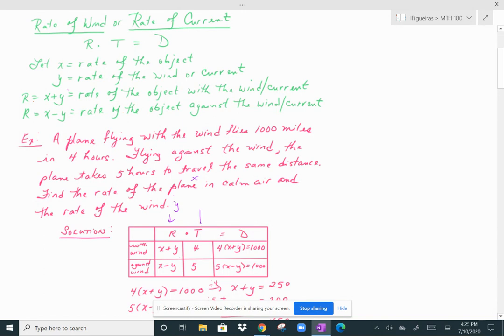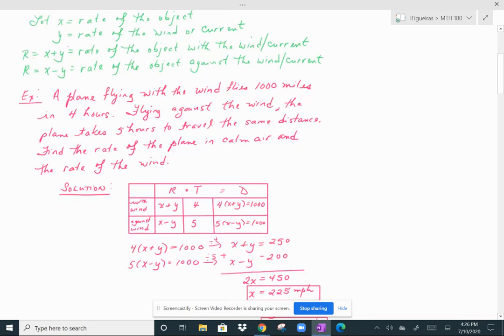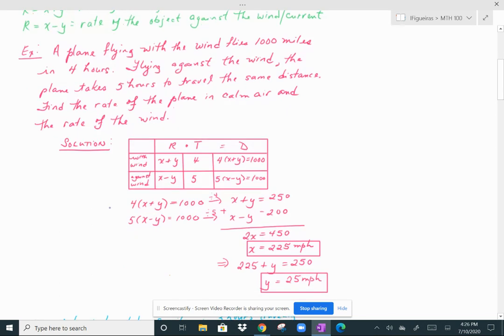You're told it takes 4 hours going with the wind, but 5 hours going against the wind, and it travels 1,000 miles. So your distance column is rate times time. So I have 4 times x plus y. And remember, the distance is 1,000 miles. And then against the wind, it's the same distance, but it's 5 hours. So it's 5 times x minus y equals 1,000. So this is our system of linear equations.